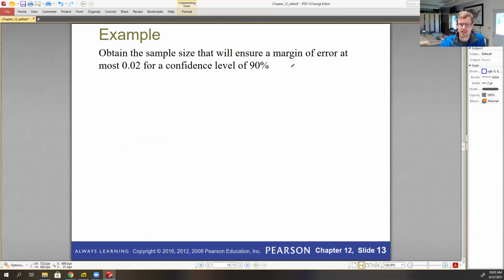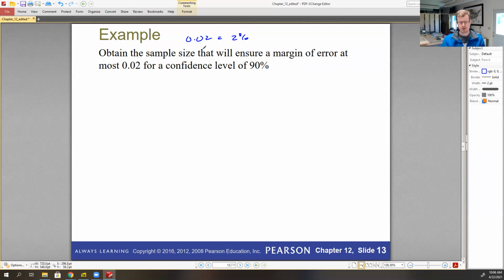So we want to obtain a sample size that will ensure a margin of error of at most 0.02 for a confidence level of 90%. Our proportions are percentages, right? 30% of the population has this characteristic. So when we say the margin of error is 0.02, 0.02 is 2%. So we're looking for our point estimate plus or minus 2%. 30% plus or minus 2%, so 28 to 32, that sort of thing. So we want to obtain the sample size required for this.